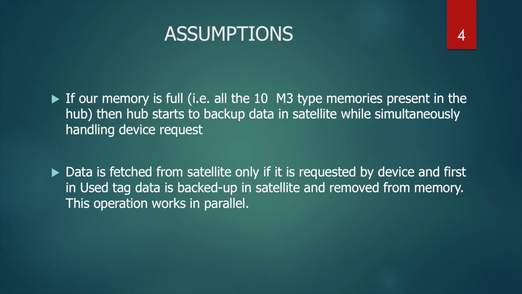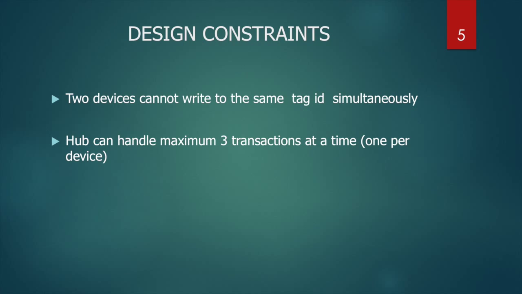An assumption made during our design is: if our memory is full, that is, if all the memory units we used in our design are full, then the hub starts to back up data in the satellite. Second, data is fetched from the satellite only if it is requested by a device, and first in first out is used, based on the FIFO policy. The data is removed from the memory and is stored in the satellite.